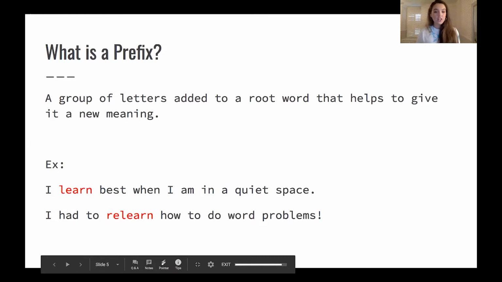When we see relearn, we know that that means they had to learn again, right? When we see learn, we know that that just means you're learning, you had to do it once. But when we see relearn, because of that R-E, we know that that means we have to learn again. So that is why it said I had to relearn how to do word problems. That means that person had to learn again how to do word problems. So that is just an example of how a word with a prefix can be used.